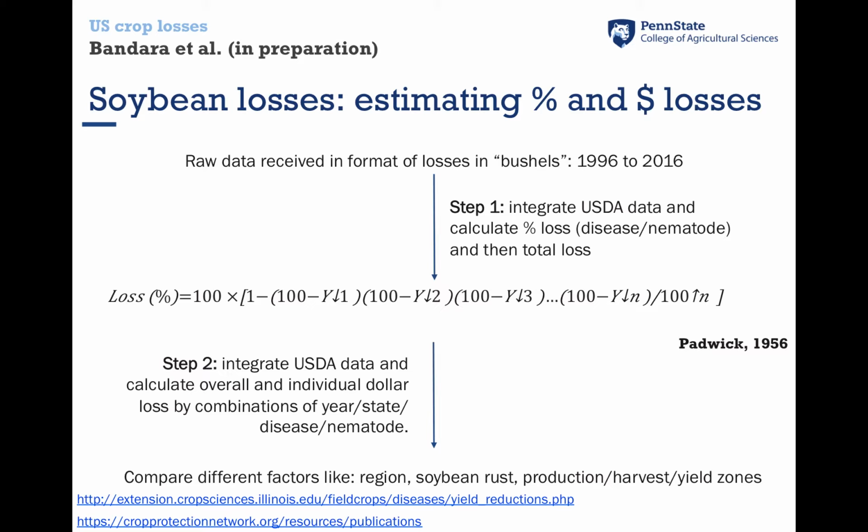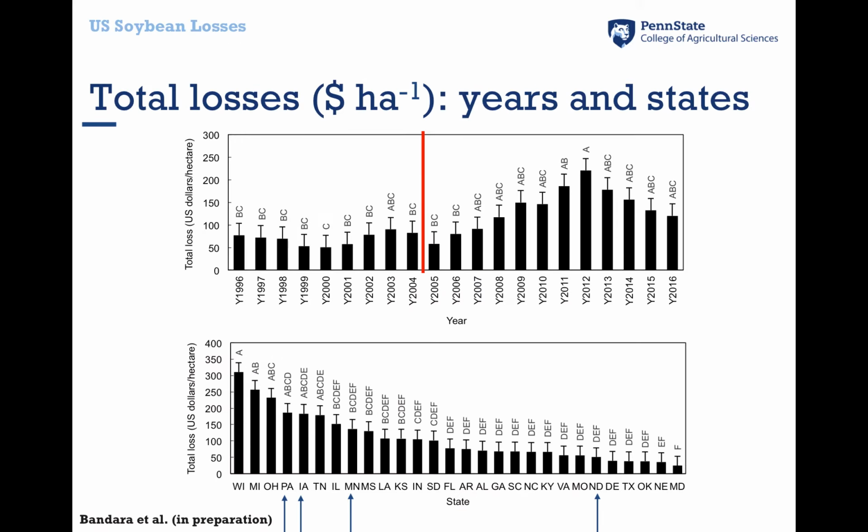If you're interested, you can find all of the raw data in some ways. They're available through these 2 websites to look at some of that. One is because Carl Bradley was hosting it at Illinois, he subsequently moved to Kentucky, and it's being published through the Crop Protection Network currently.